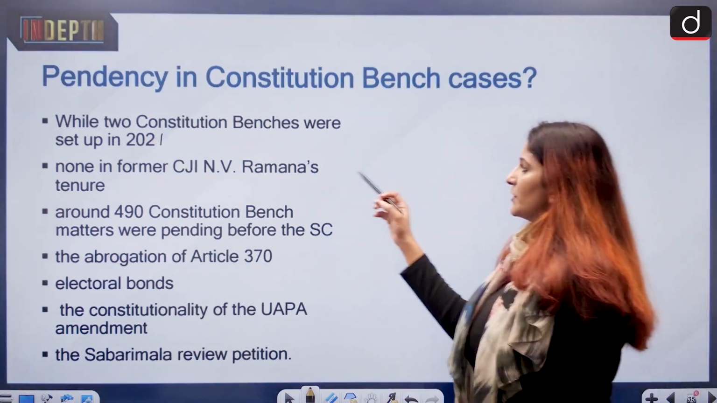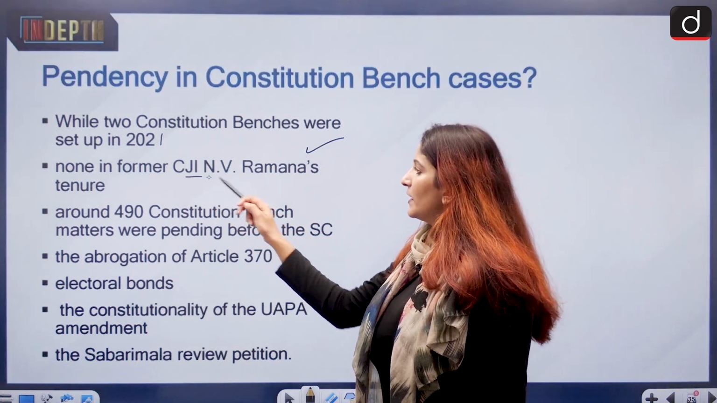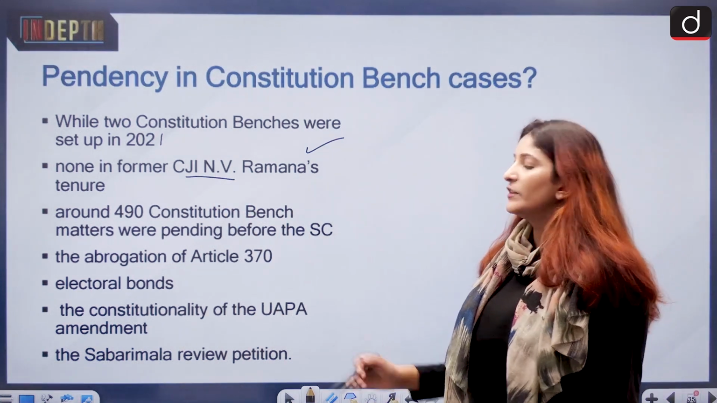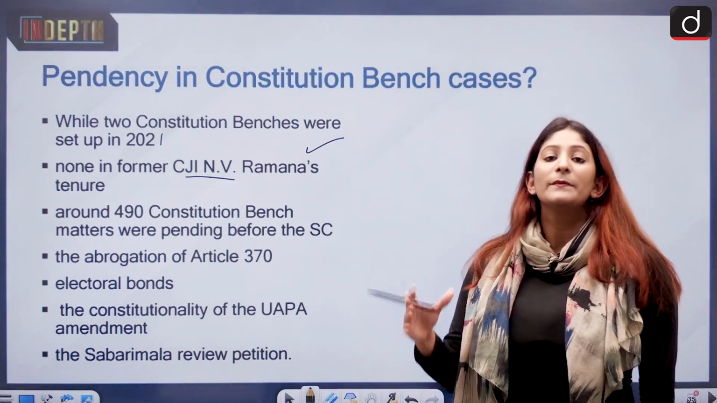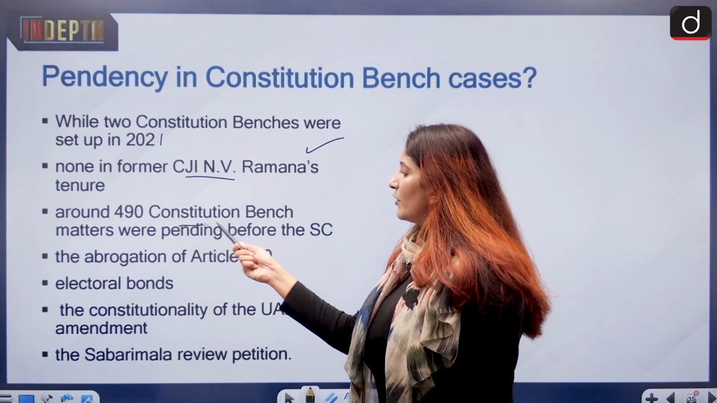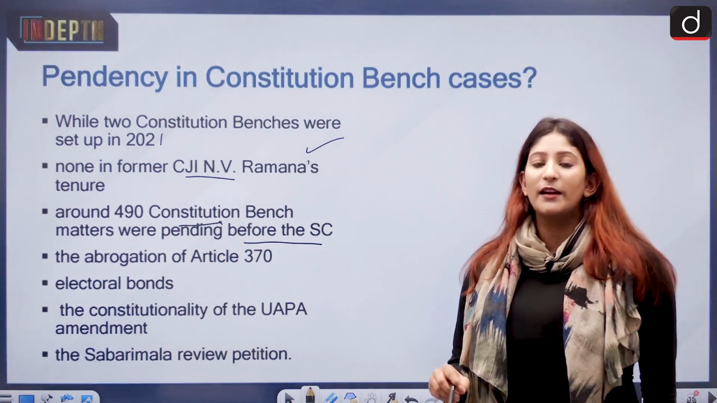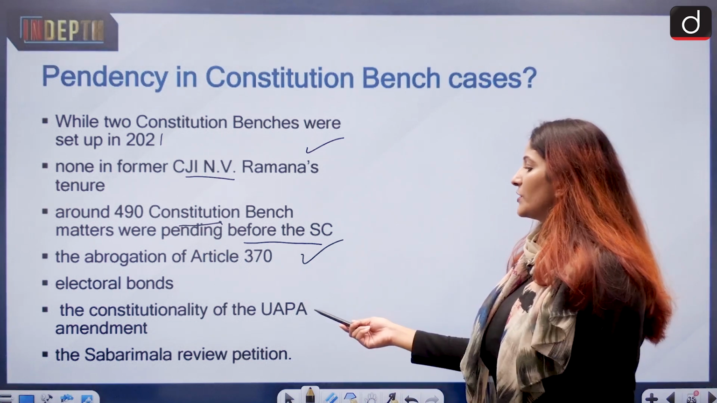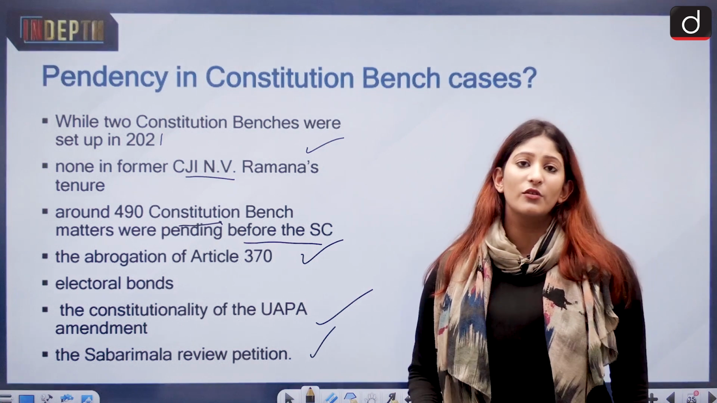Now, while 2 Constitution benches were set up in 2021, none were formed during the tenure of CJI N.V. Ramana. His tenure spanned almost 1 year, but none of the Constitution benches were formed. Around 490 Constitution bench matters were pending before the Supreme Court. These are very important matters such as the abrogation of Article 370, electoral bonds, and constitutional validity of the UAPA amendment. Sabarimala review petition is also pending.